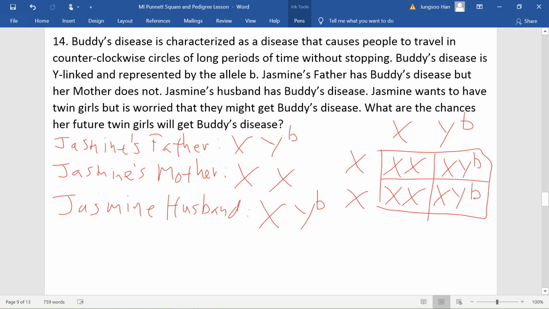Okay, so Jasmine is somewhere here. It is not possible for any of the daughters born to that family to have Buddy's disease because they don't have any Y chromosomes. The Y chromosome from Jasmine's father only goes to the sons. So in this case, this side right here.